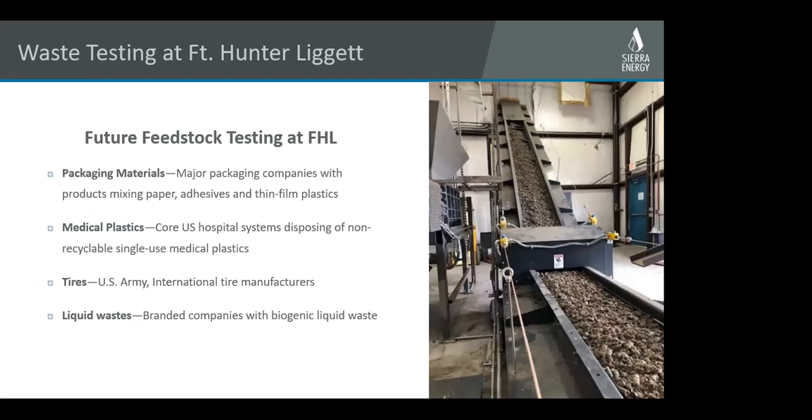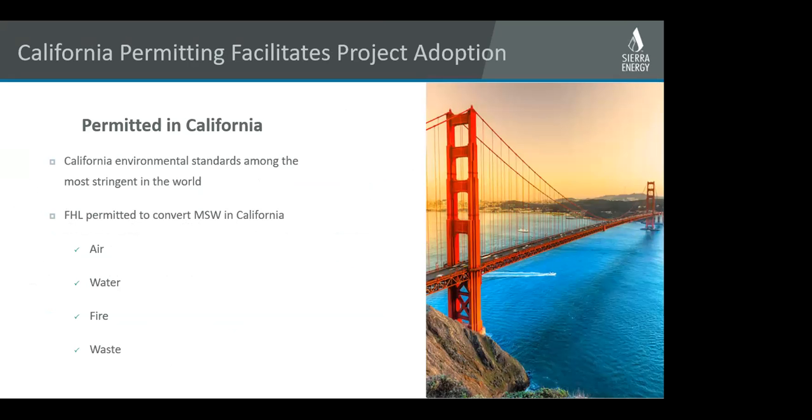Some of the future feedstocks that we're going to be running there in campaigns include different packaging materials, medical plastics, tires, and liquid waste, things that different organizations have approached us about, wanting to run long runs with their particular materials. One of the nice things is that it's been a pain getting permits in California, but we did it.